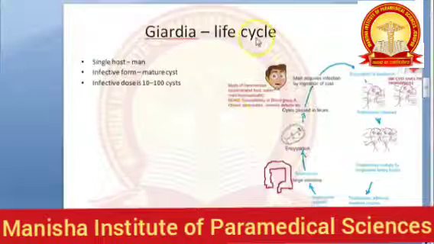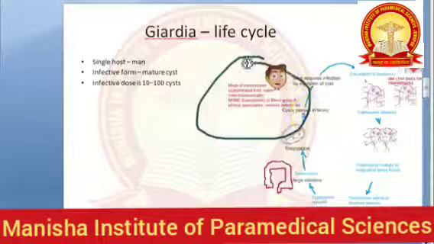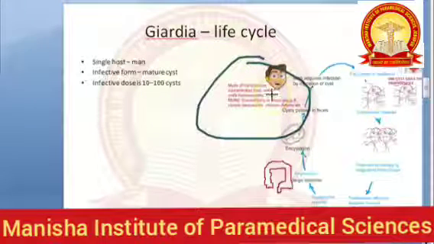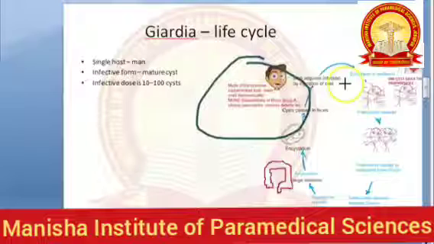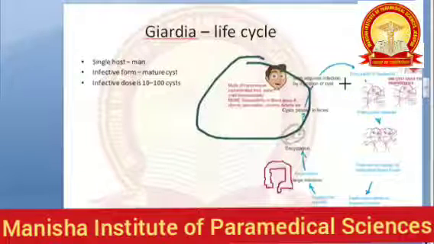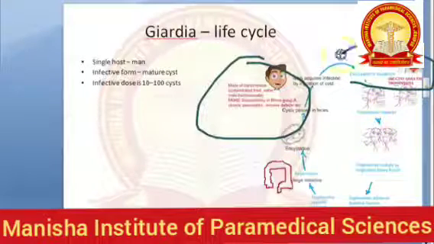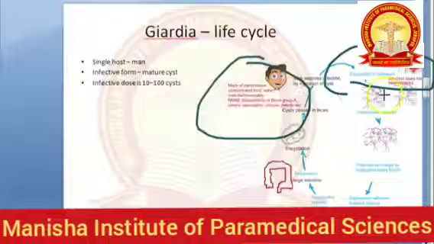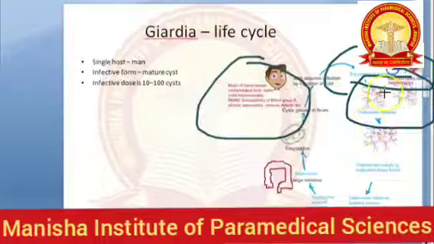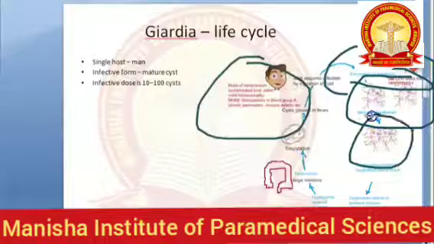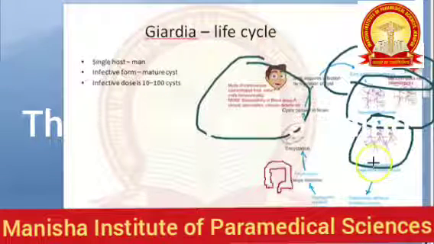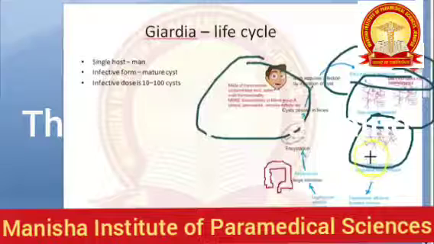Man gets infected by contaminated food, homosexuality, etc. Some people are extra susceptible if they have blood group A. So if you have blood group A, you are extra susceptible to giardiasis. Now in the small intestine, what happens? It will get excysted, that will come out of the cyst, and one cyst will give 2 trophozoites. Trophozoites will divide longitudinally by binary fission, and they'll multiply.